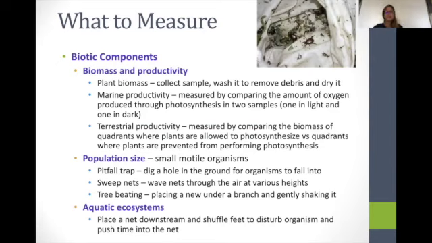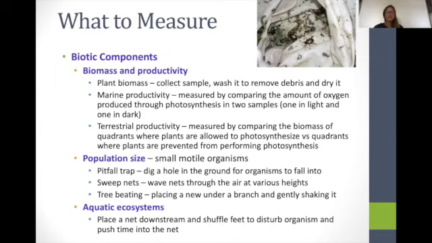I'm going to measure population size. For small motile organisms, I can do a pitfall trap where I dig a hole in the ground and I usually put a fencing along the side of that hole. A lot of small things like rats and mice will run up to a fence and then run along it and drop into the hole.